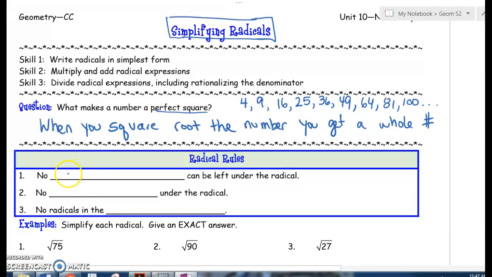Radical rules. No perfect squares can be left under the radical. No negatives can be under the radical. And no radicals in the denominator if there is a fraction.